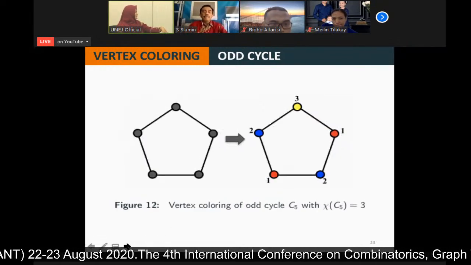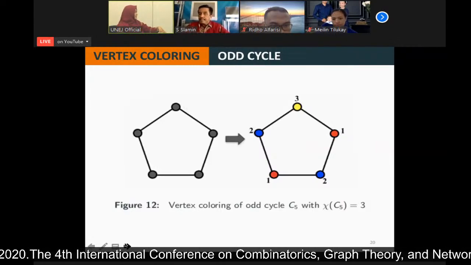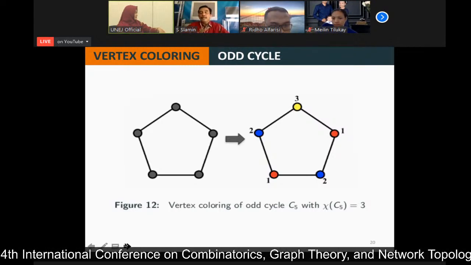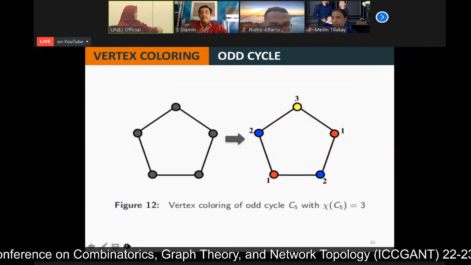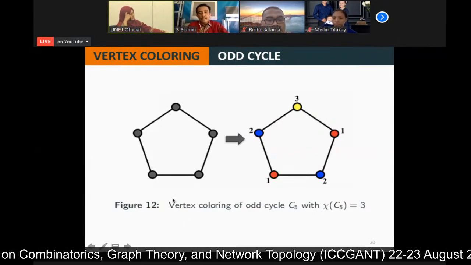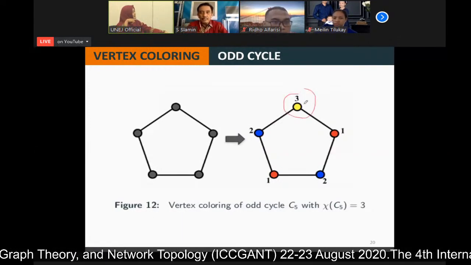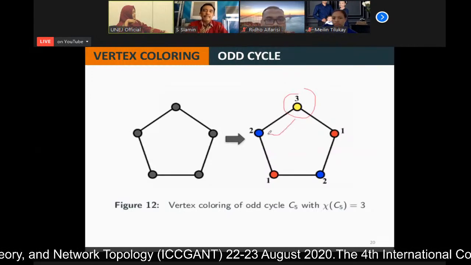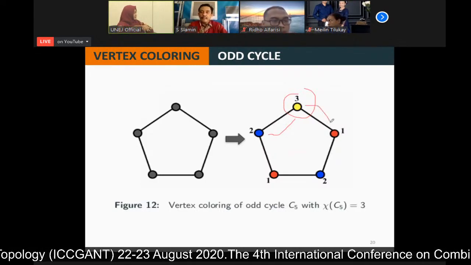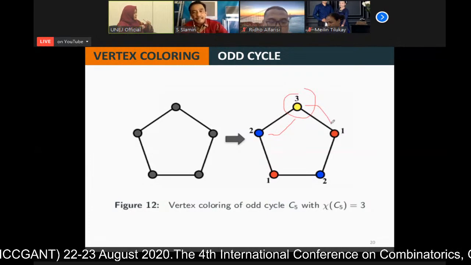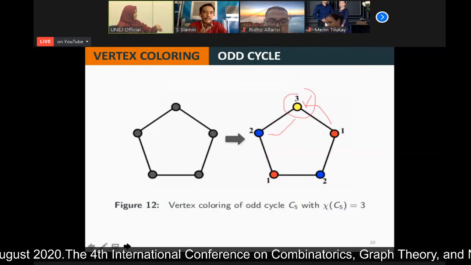But for the odd case, we will have a problem at the last vertex. If the last vertex is colored blue, for example, then it will have the same color as the previous one. If it is colored red, it will have the same color as the next vertex. So it has to use a third color. We call it yellow.